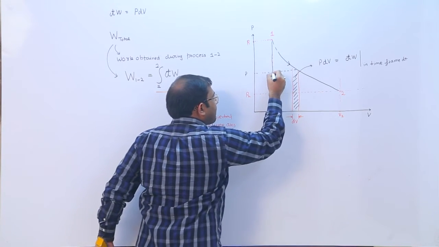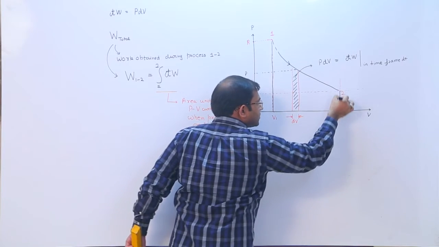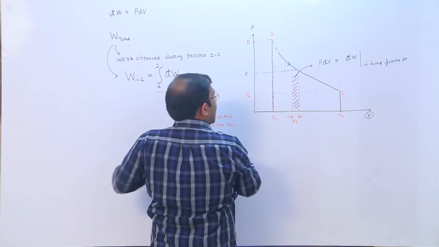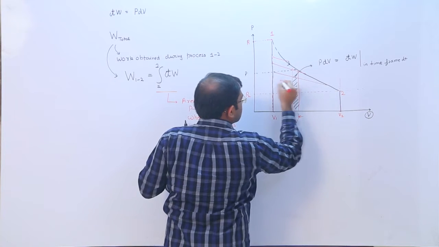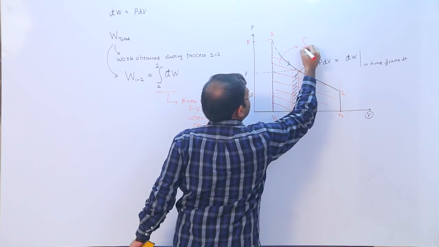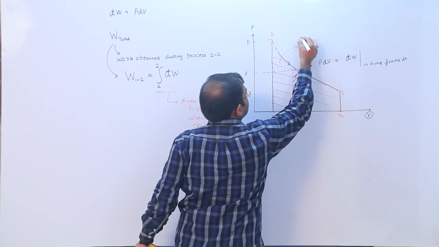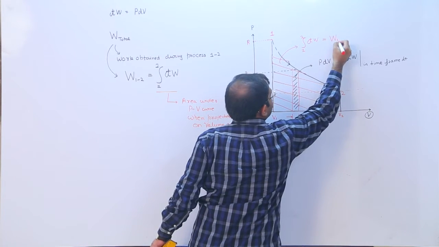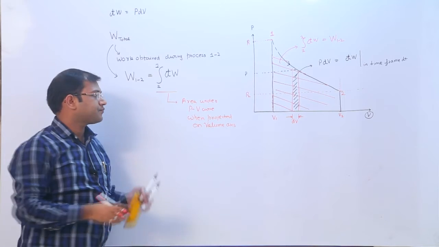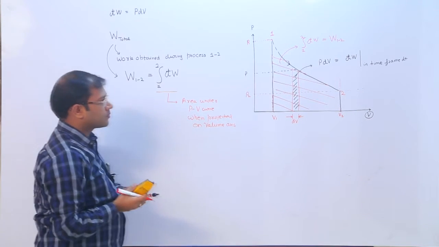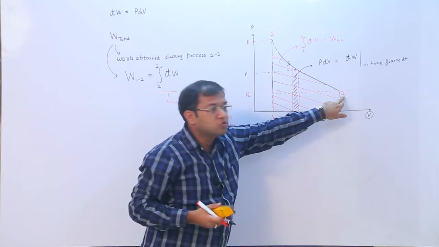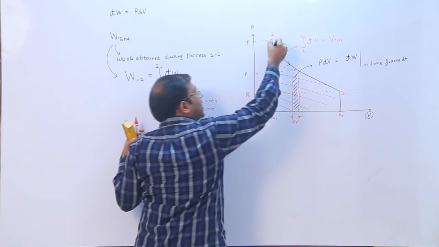See, this is our state 1, state 2. This curve, we took its projection on which axis? On the volume axis, and the total area is this one. And this area is nothing but your integration of dW from state 1 to state 2, and this is also known as your total work as we are going from state 1 to state 2. Now see students, the work that we are obtaining when going from state 1 to state 2 is nothing but the area under this curve.